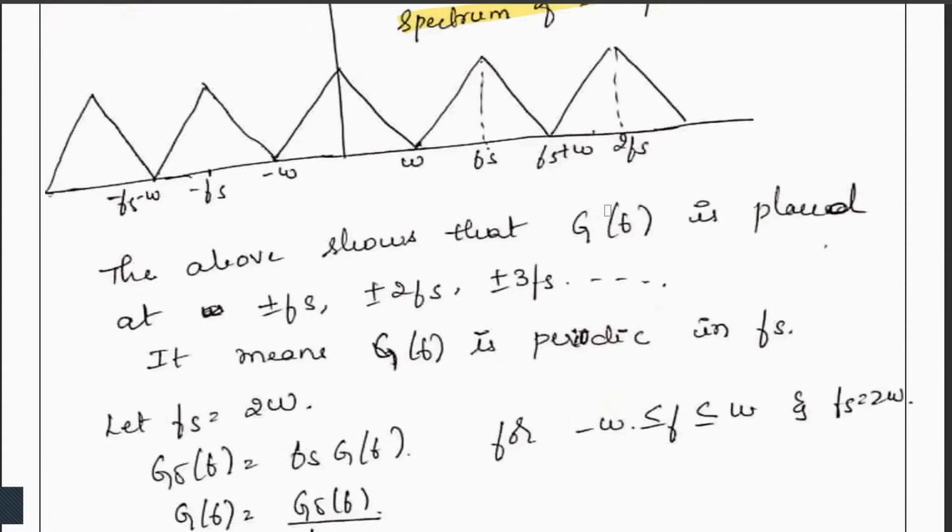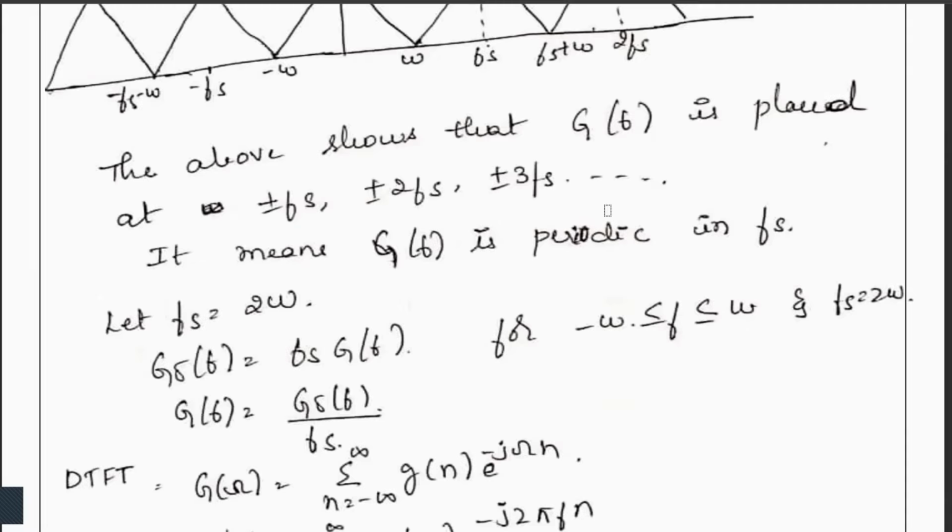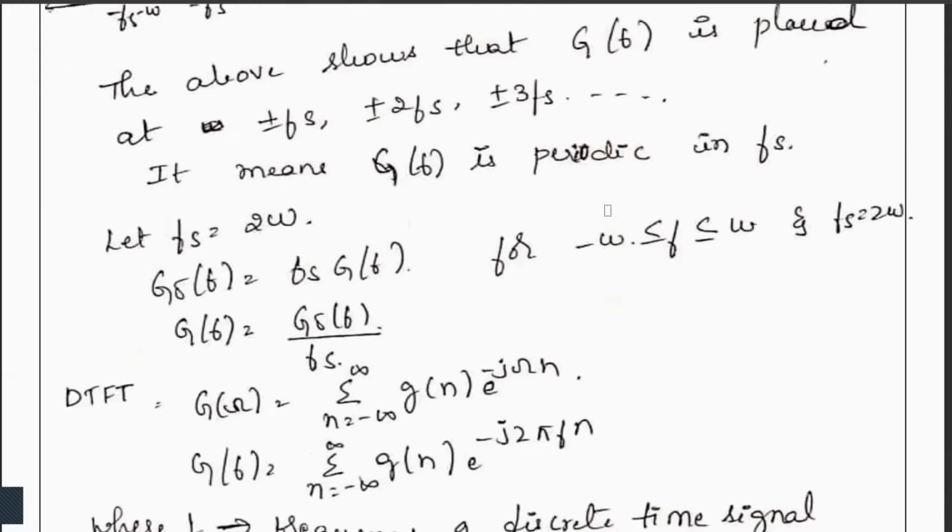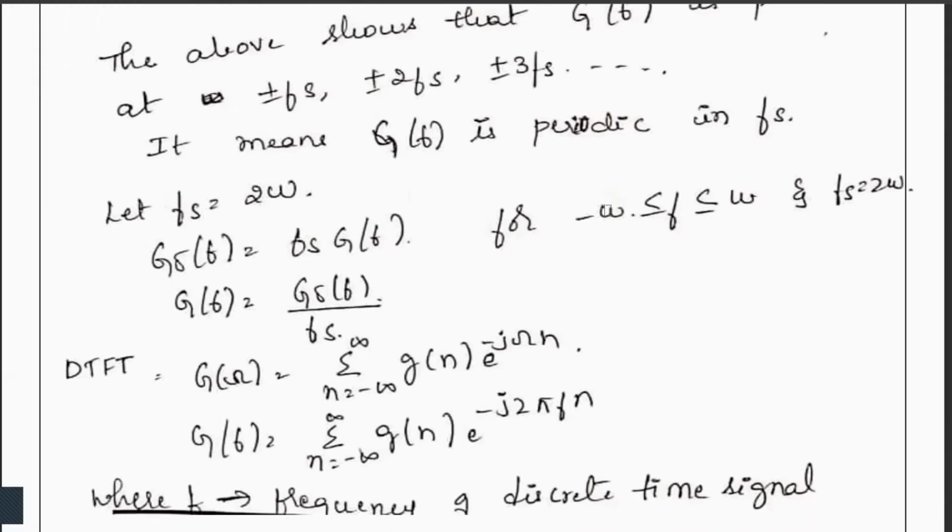So the above shows G(f) is placed at plus or minus fs, or plus or minus 2fs, or plus or minus 3fs. It means G(f) is periodic in fs. If we consider fs as 2 omega, then you get this, which is in the range of minus omega less than or equal to f, which is less than or equal to omega.